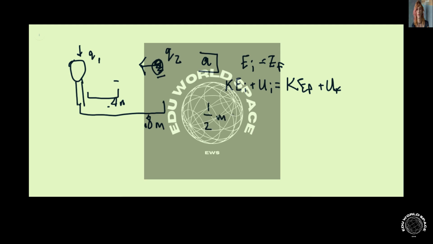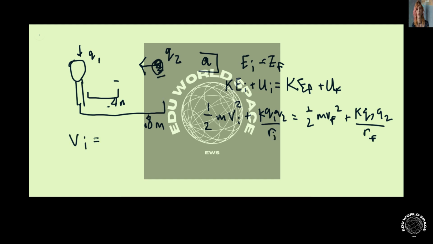So that's when they tell us how fast it's going when it's at 0.8 meters. So it's 1/2 mv squared, and then this U initial is K Q1 Q2 over R. And then that's equal to 1/2 mv final squared plus K Q1 Q2 over R, and let's use R final and R initial. And then I'll say V initial is, what do they say it is? Let me check.